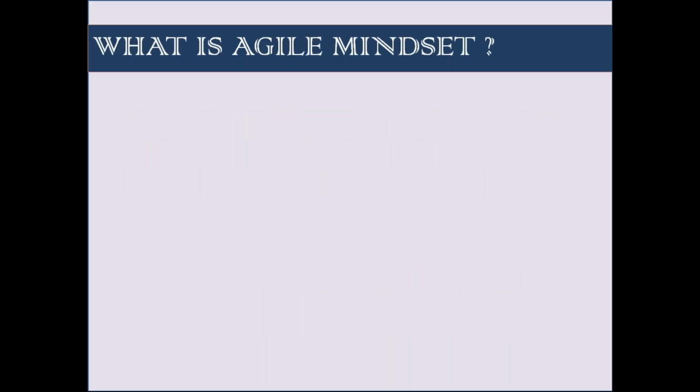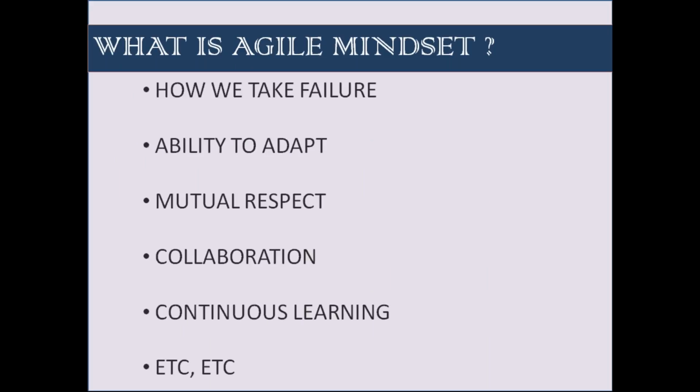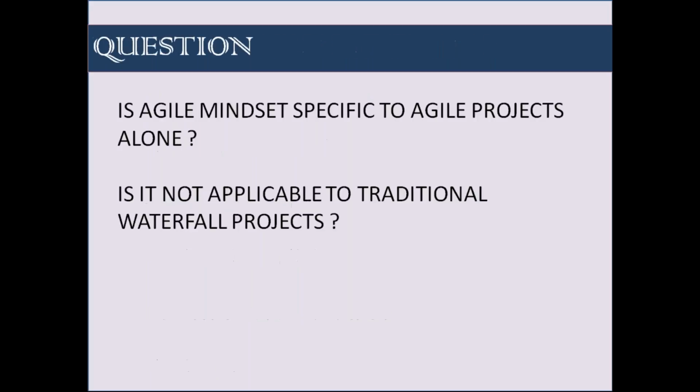So what is an agile mindset? It is variously described as the way we take failure. How do we approach failure? It is also described as the ability to adapt to a changing environment, to be agile. It is also about mutual respect. It is about collaboration and continuous learning. This is how an agile mindset is typically described by people and has been agreed upon.